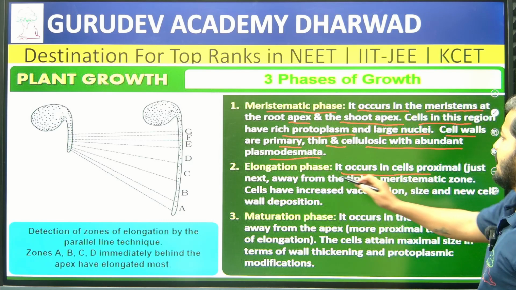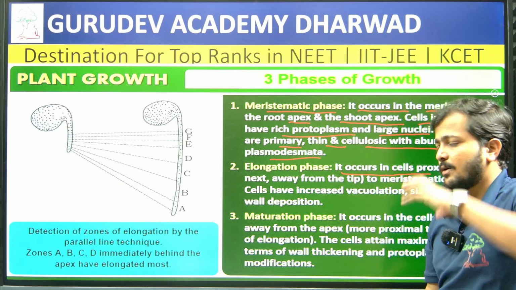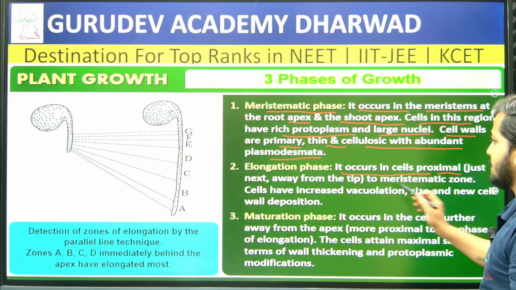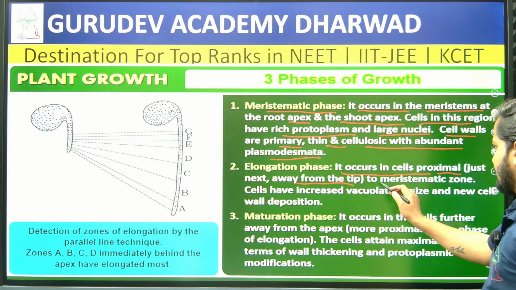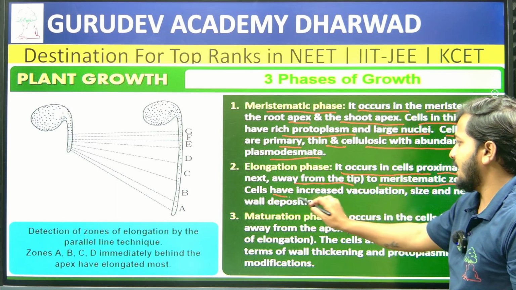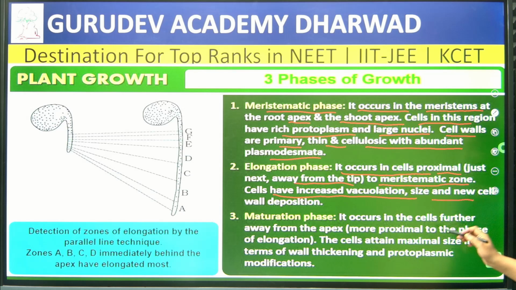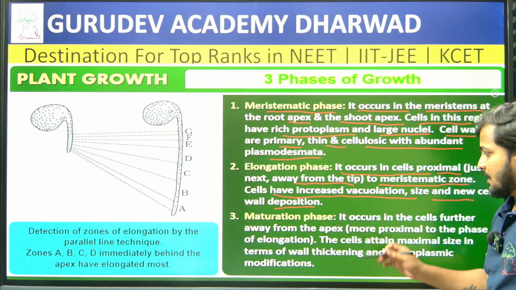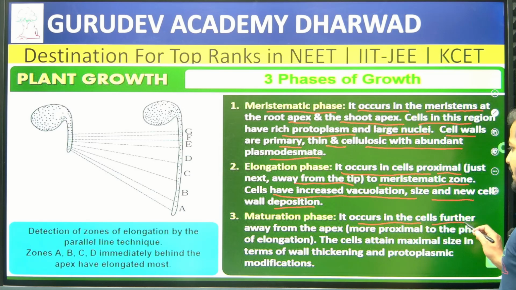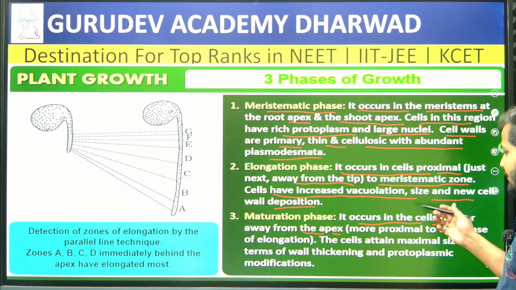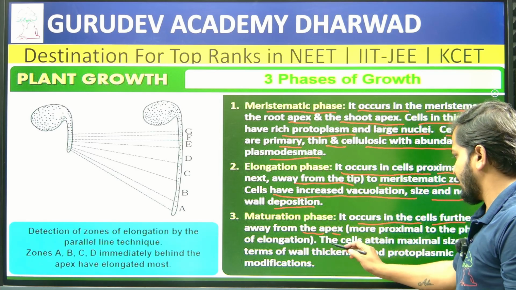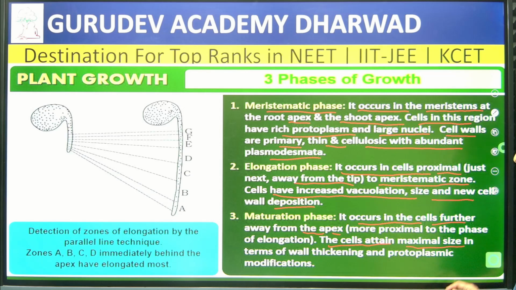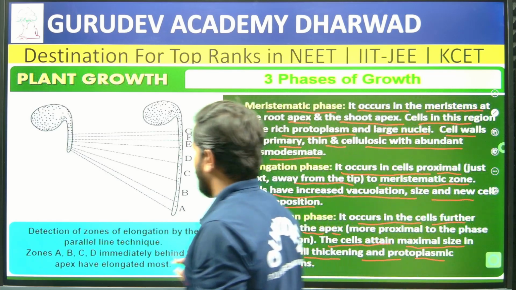Then next is the elongation phase, the elongated form of growth you can consider. It occurs proximal, just away from the tip, leaving the meristematic phase. Next you are going to find the elongation phase after the meristematic zone, right? Then the cells have increased vacuolation and new cell wall deposition. Then the maturation phase occurs in cells further away from the apex, more proximal to the elongation phase. The cells attain maximum size in terms of wall thickening and even protoplasmic modification. So these are the properties you are going to find.